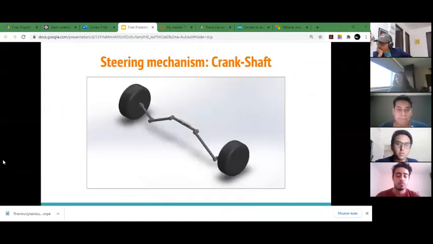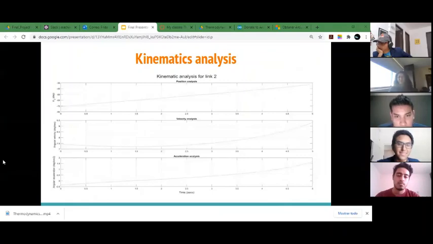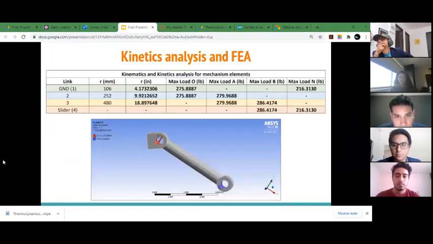This is our steering mechanism that was built by using two crankshafts moved by a rack and pinion. Here's our kinematic analysis that was done using MATLAB and SolidWorks. This is our kinetic analysis that was done using MATLAB to find the maximum forces exerted in the joints. And in the image, it shows the boundary conditions.